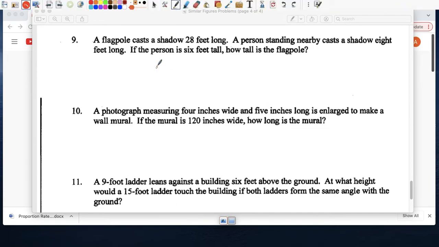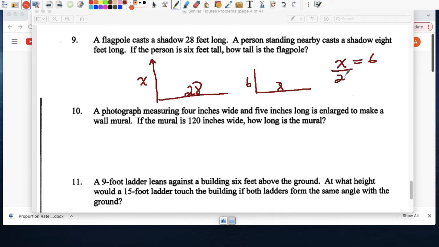Nine. A flagpole at school has a shadow that's 28 feet. We don't know the height, so let's call that x. A person standing nearby has a shadow of 8 feet. The person is 6 feet tall. Again, set up the proportion. x corresponds to 6, as 28 corresponds to 8.